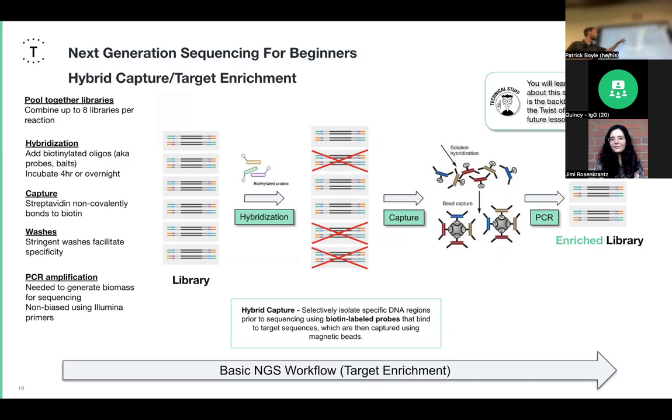You take a complementary pool of DNA fragments. These are short fragments. They're 120 bases long. They're double-stranded. That's very important. And they're biotinylated, which means that there is a molecule called biotin.